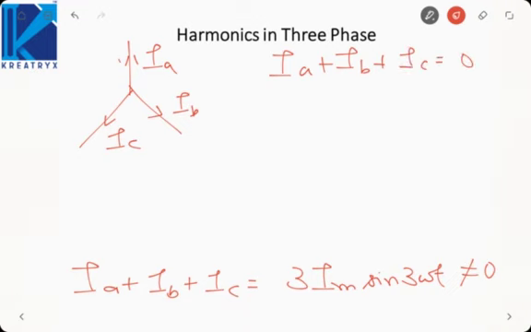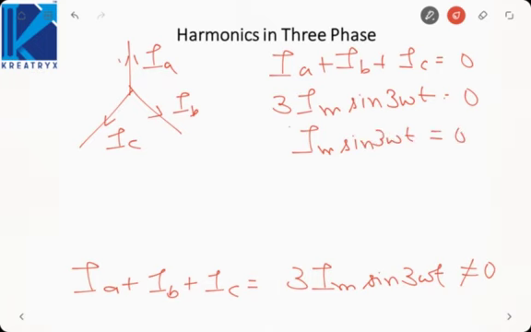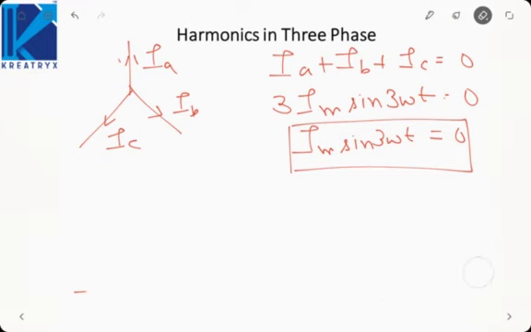Which implies 3 Im sine 3 omega t must be 0. It implies Im sine 3 omega t must be 0, which means third harmonic is 0. So third harmonics cannot exist in a star connection. Okay, third harmonics are absent in a star connection. But what if I take a neutral connection? This type of star connection is called star with isolated neutral, because neutral is disconnected.